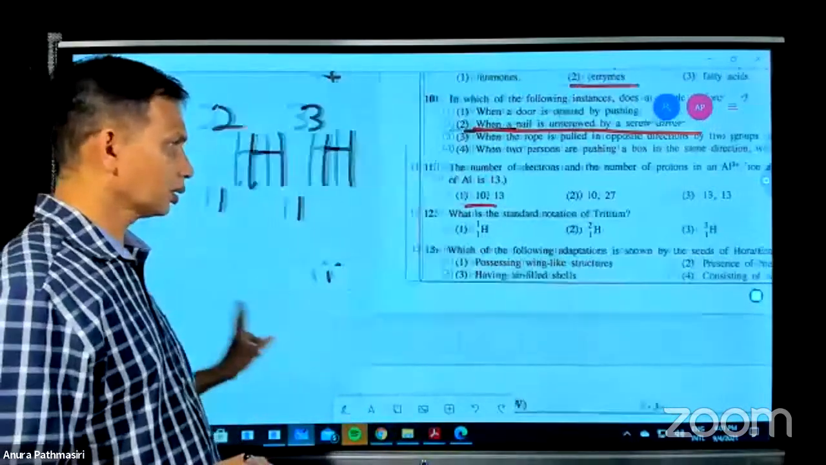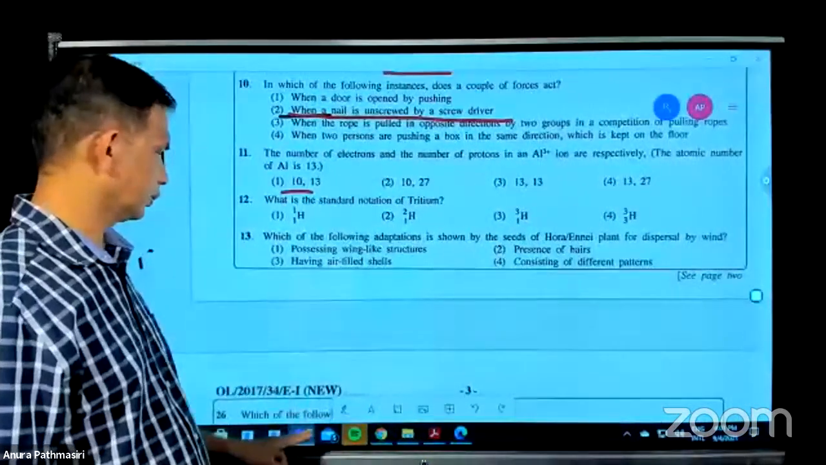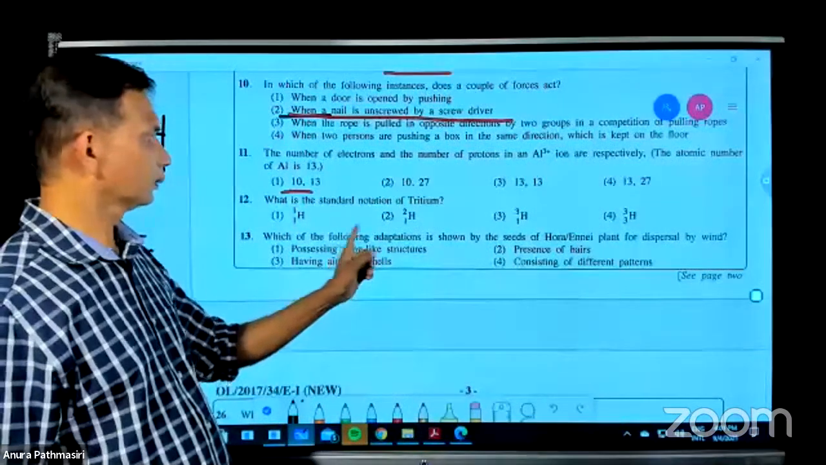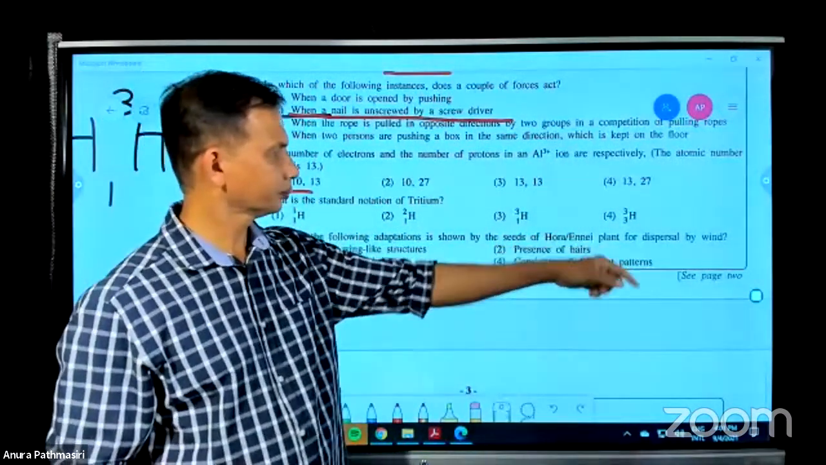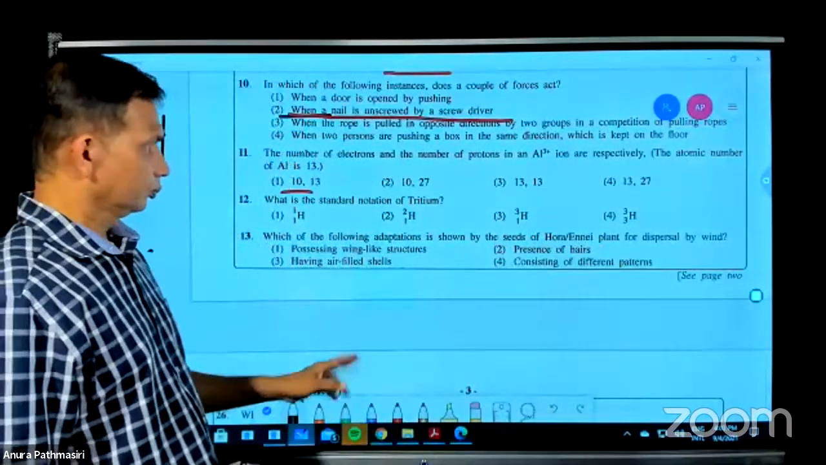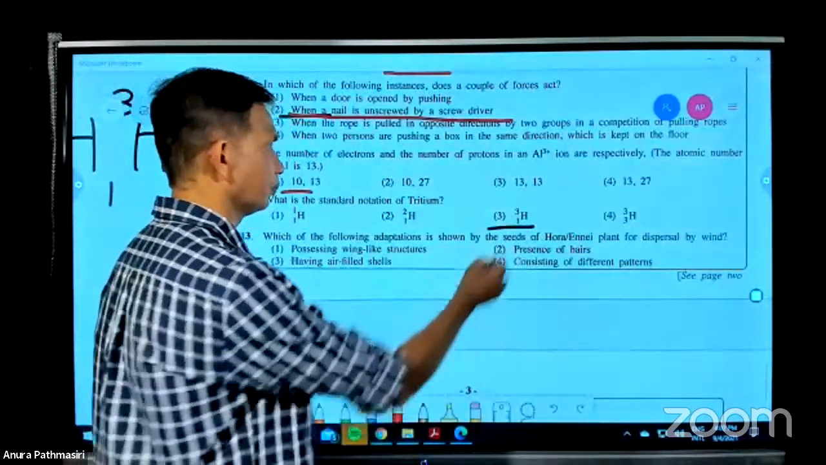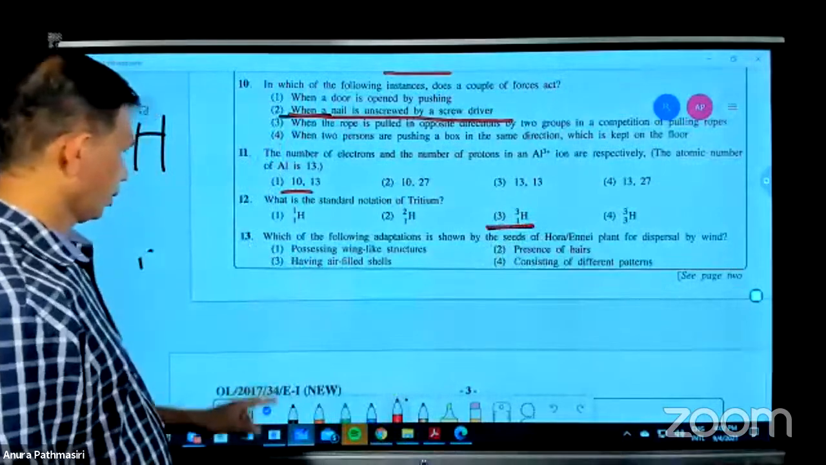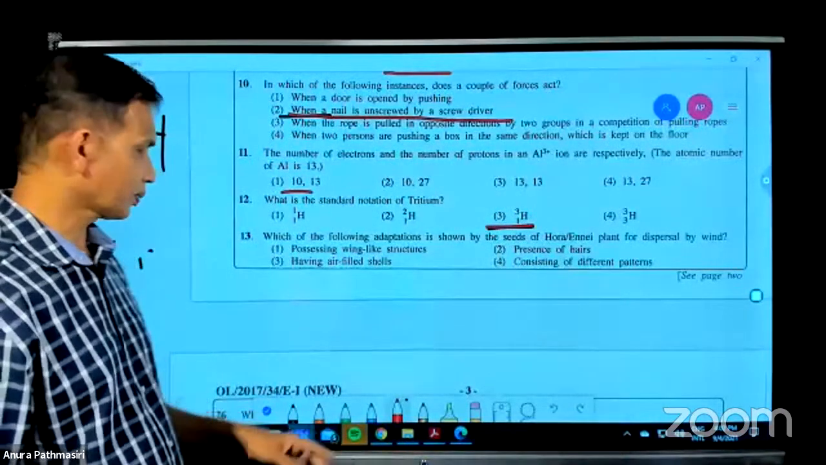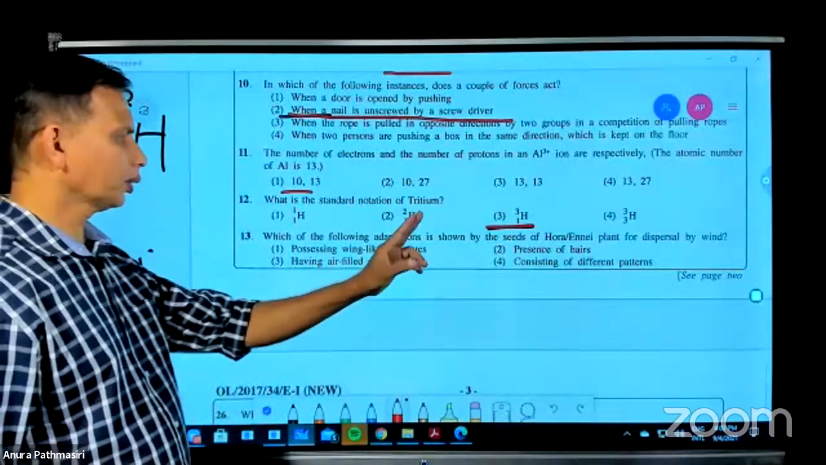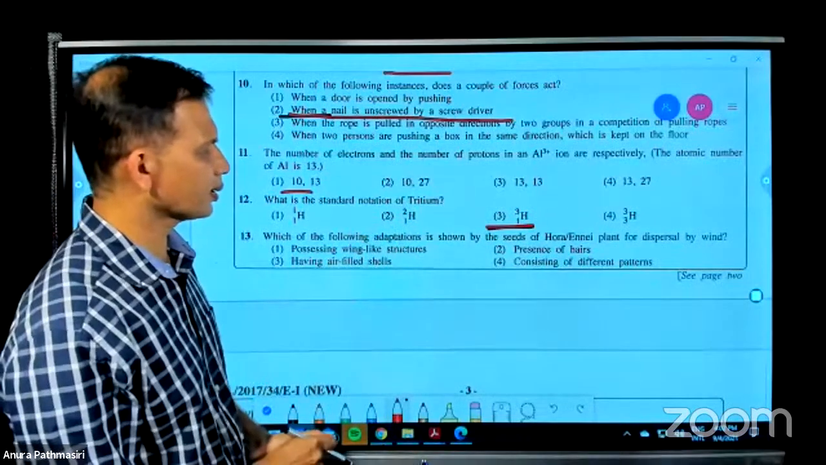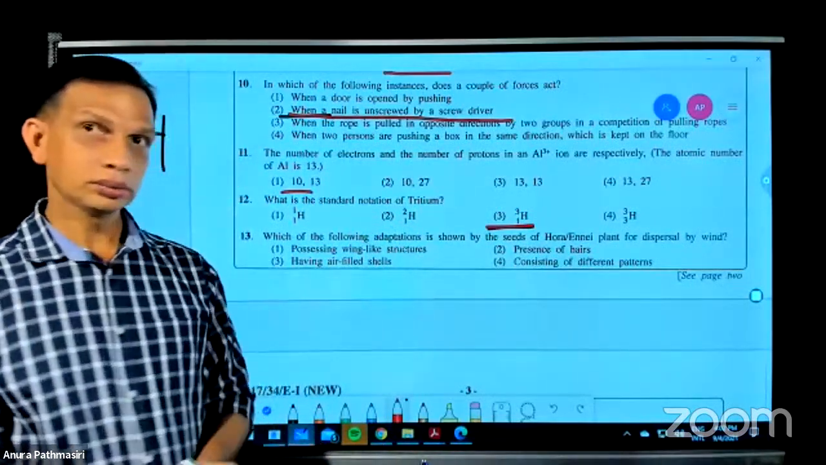The correct answer then is what? What is the correct answer? Third one. Good answer. I like to listen to your sweet voice. That's why I'm waiting. Which of the following adaptations is shown by the seeds of horror?